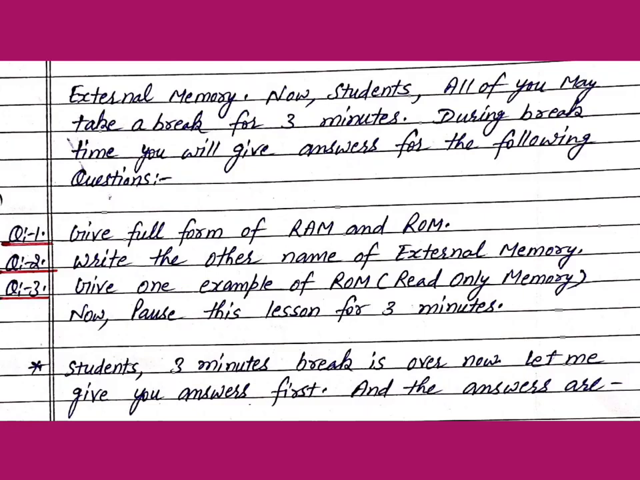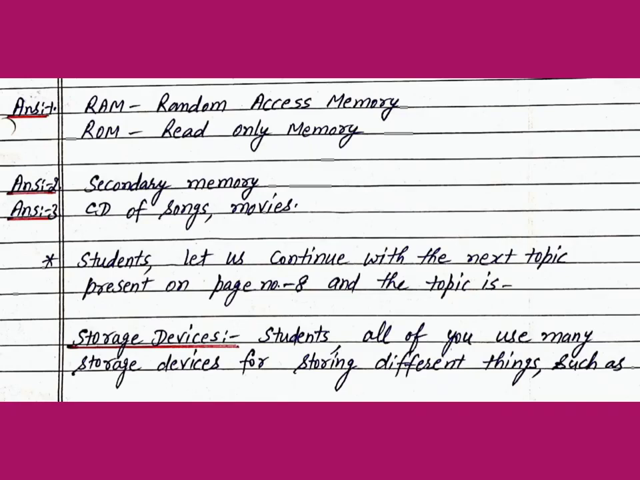Students, 3 minutes break is over now. Let me give you answers first. And the answers are: Answer 1, RAM, random access memory. ROM, read-only memory. Answer 2, secondary memory. Answer 3, CD of songs or movies.